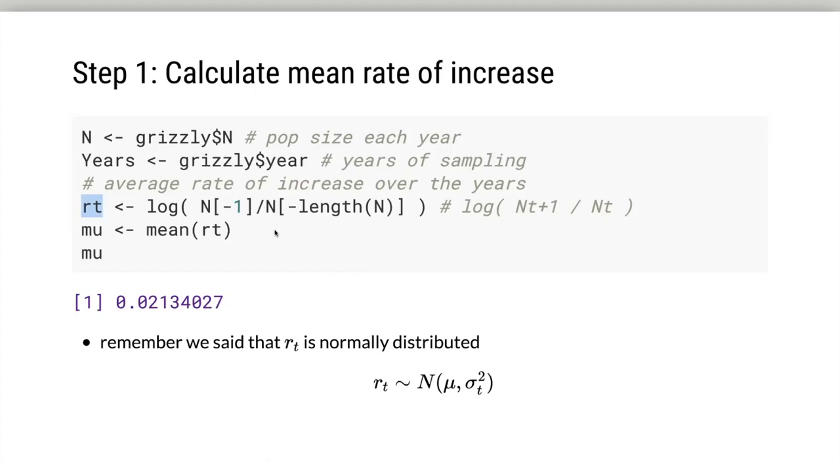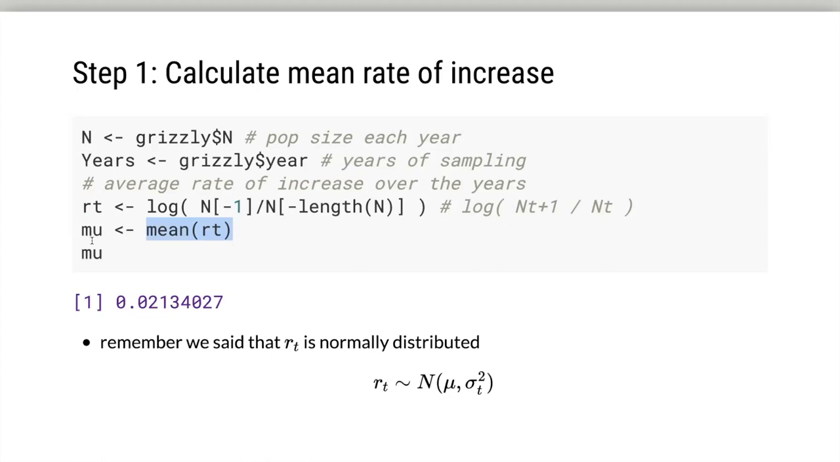We're not in the ideal world where the population would be growing at an exactly constant rate. So in real data, you can see that r is not just a single value, but it changes every year, because some years maybe the population is going to grow a little bit more, and some other years maybe it's declining a bit. So we have as many values of r as we have years in the data minus one. So we take the mean value of the rate of increase, and that's what we called mu, the mean rate of increase of the population.